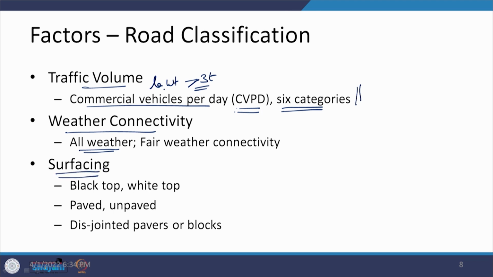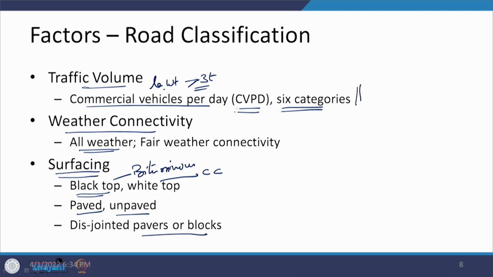Surfacing is another classification, wherein there can be a black top surface which is usually bituminous, or a white top surface which is a cement concrete surface. We can also classify them on the basis of whether paving is done on the top surface or not. So they have paved surfacings or unpaved surfacings, and sometimes we use pavers or blocks in those particular areas where the traffic is not too high. These are the possibilities which can be looked at, so this can also be one separate categorization under surfacing.